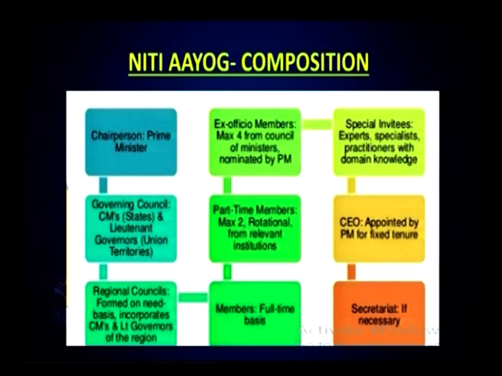This is about the Niti Aayog composition. Chairperson is the Prime Minister. Ex officio members, maximum 4 from the Council of Ministers nominated by the Prime Minister. Part-time members, maximum 2 rotational from relevant institutions. Full-time members will also be there. Special invitees will also be there under Niti Aayog, like experts, specialists, practitioners with domain knowledge. The Chief Executive Officer is appointed by the Prime Minister for a fixed tenure.